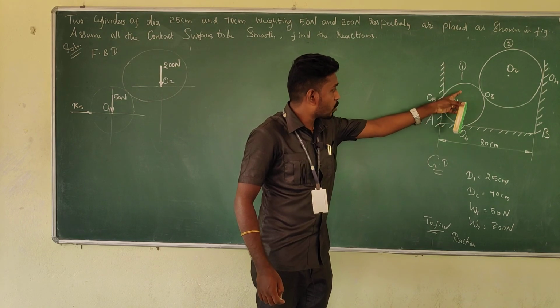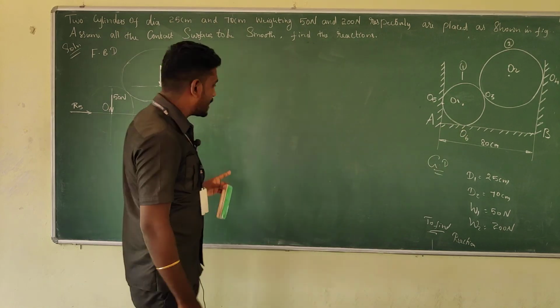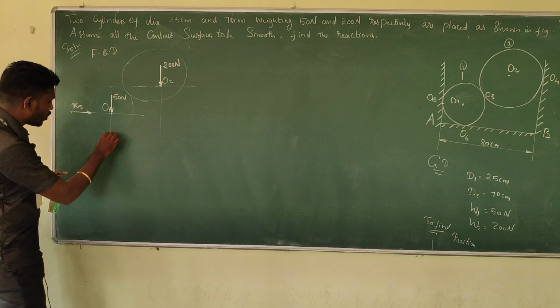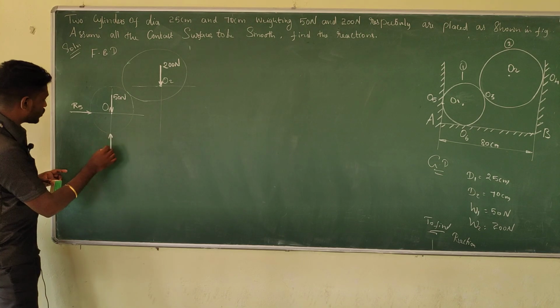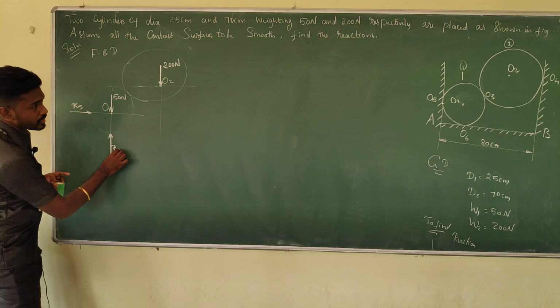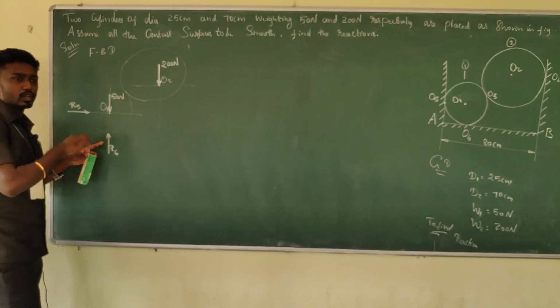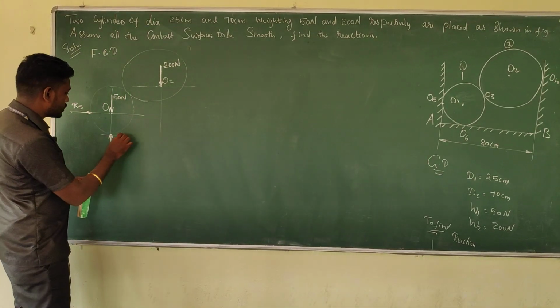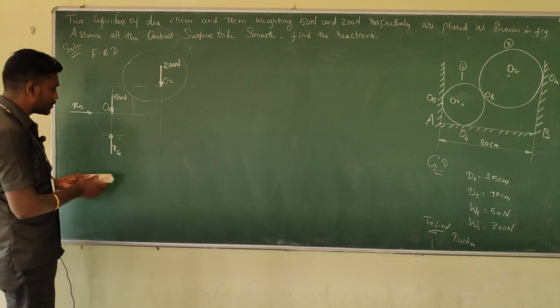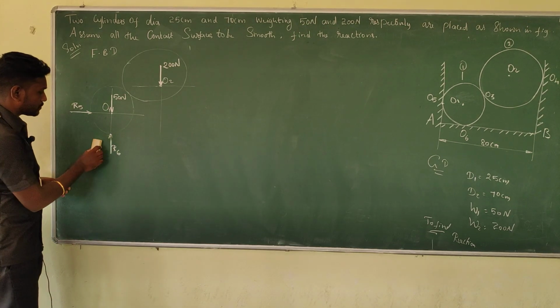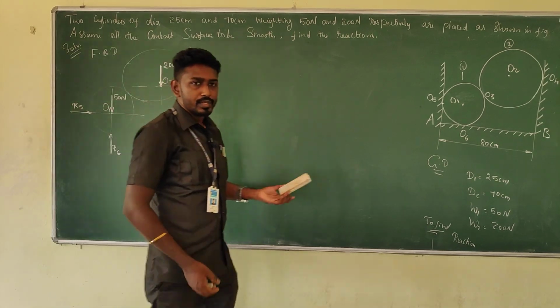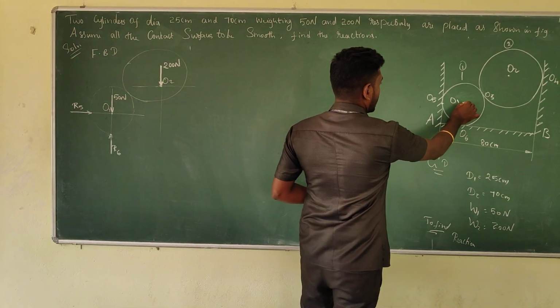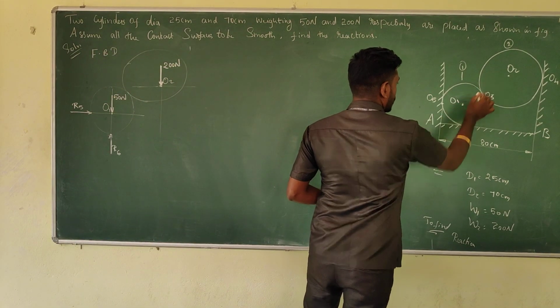That means cylinder 1 is having a contact, so there must be a reaction force. We know reaction force goes inwards. So I am going to take R6 here, perpendicular to the surface. If you have this surface, it must be 90 degrees. This is all.